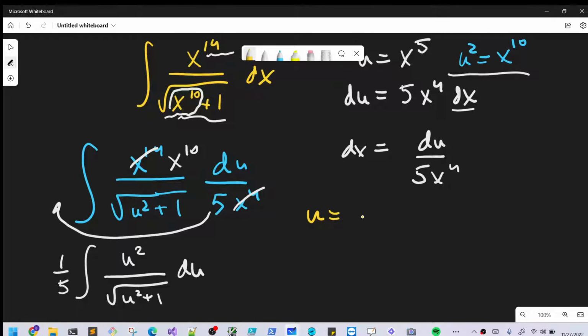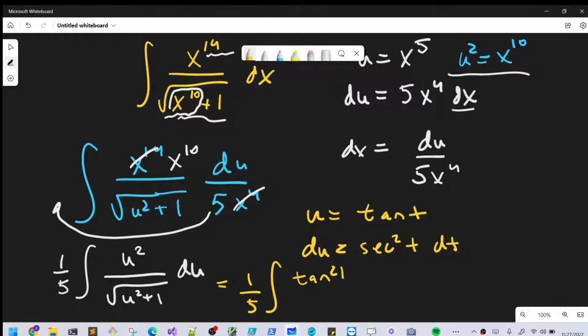Next we'll do a quick trig substitution. We're going to call our u as tan of t, and that's going to make our du secant squared t dt. So then rewriting this, we're going to have 1 over 5. u squared is going to be tan squared of t. Our du is going to be secant squared t dt.